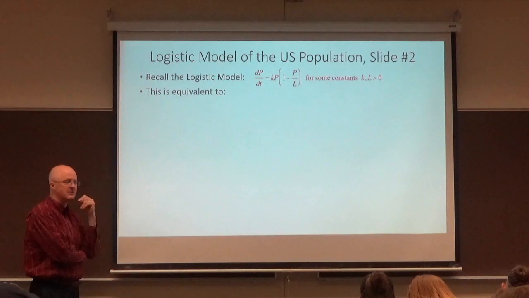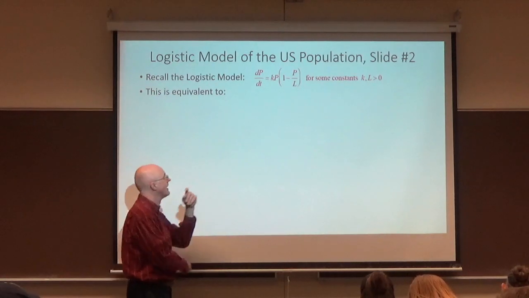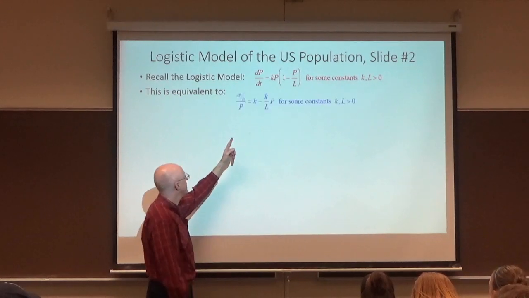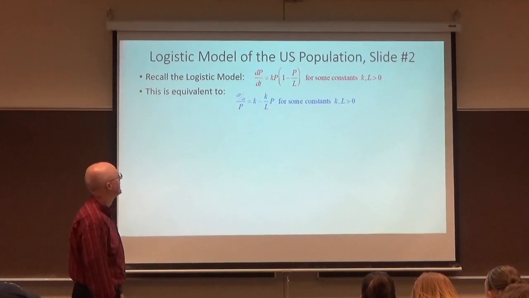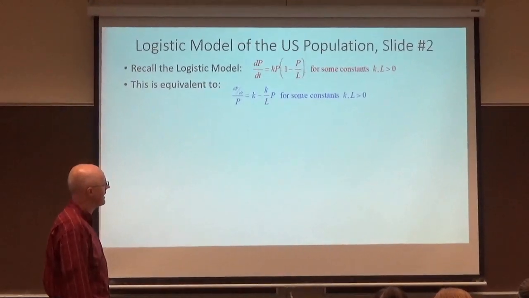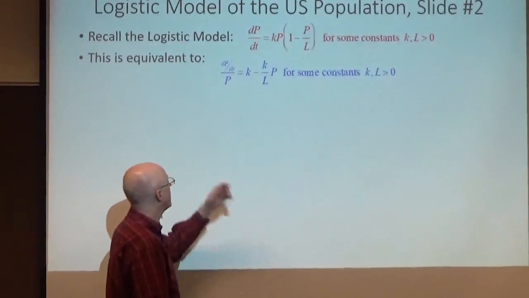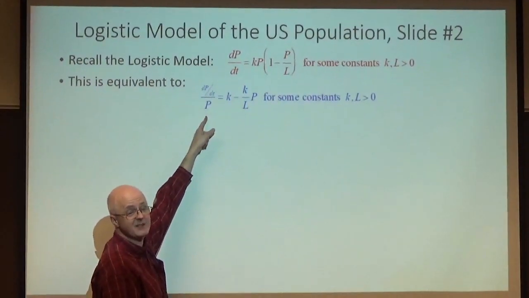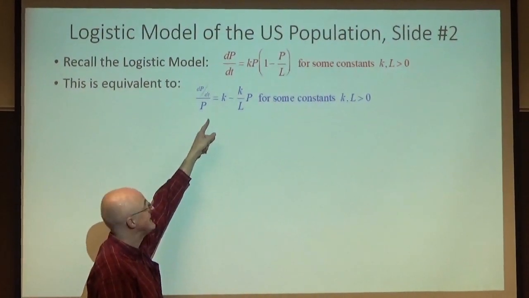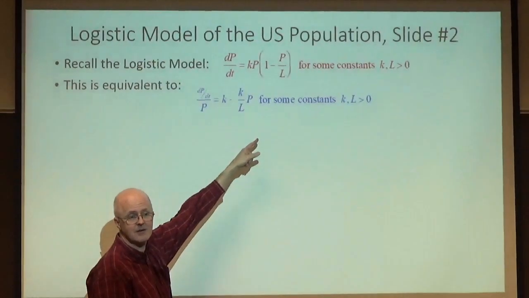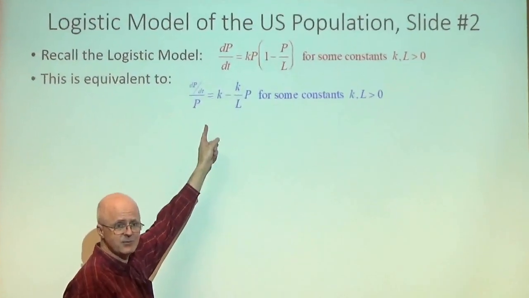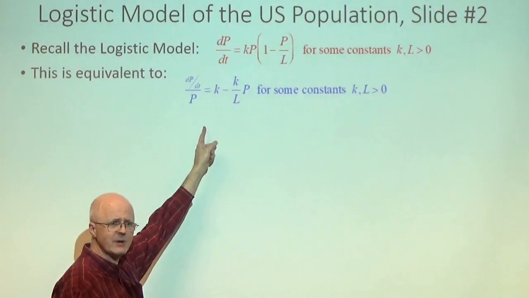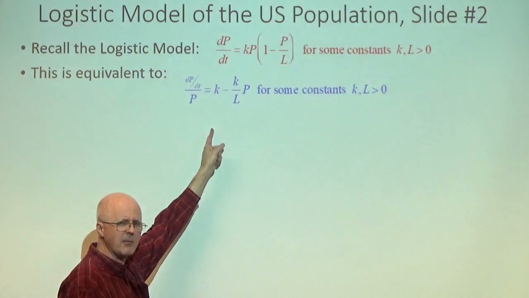This equation is equivalent to another equation. I could take this equation and divide both sides by P. If I do, I get this equation. What's the benefit of writing it that way? Well, what it's saying is the instantaneous relative rate of change is a linear function of P. Do you remember we talked about instantaneous relative rate of change a couple weeks ago, I think? I don't remember if it was before exam 2 or not. I think it probably was.